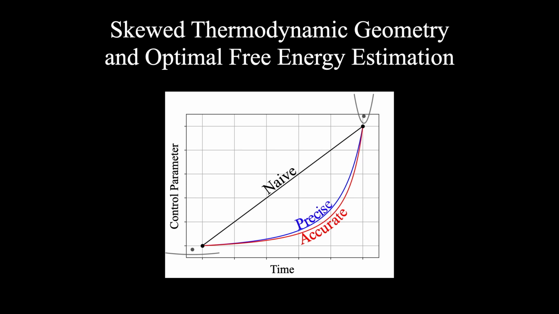Today we will be discussing skewed thermodynamic geometry and optimal free energy estimation. Our goal will be to vary some control parameters as a function of time to drive a system between two states, both forwards and backwards.